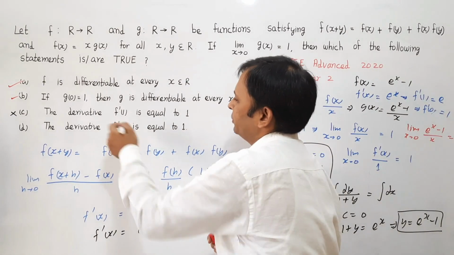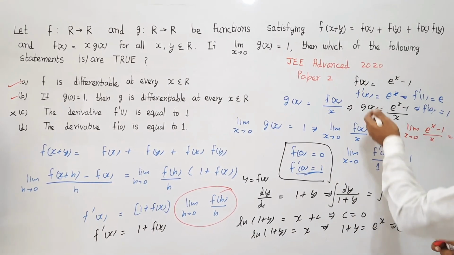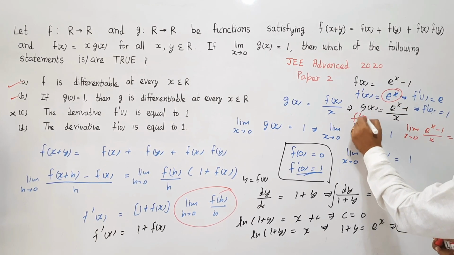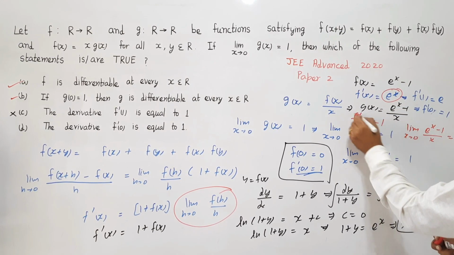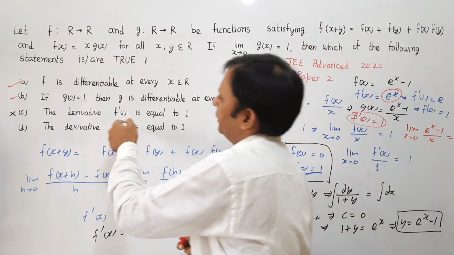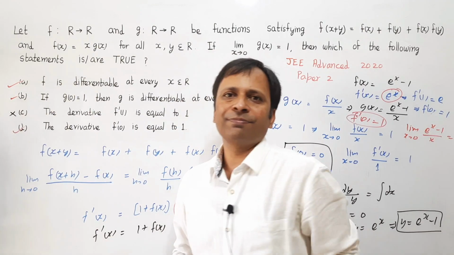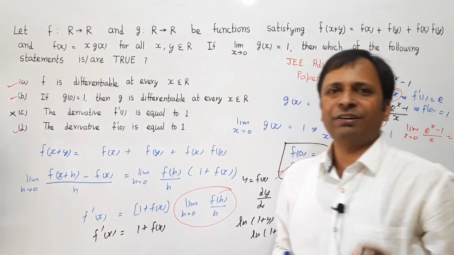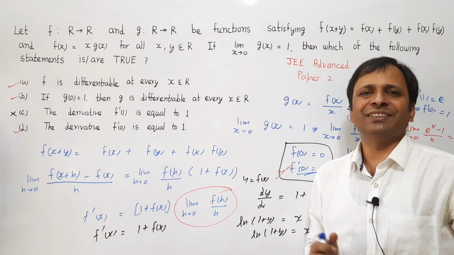Secondly, f dash 0 we have already got, otherwise also we can easily find out. Our f dash x is e to the power x, so our f dash 0 will be equal to 1. Okay, we also got it here, f dash 0 is equal to 1. So the derivative f dash 0 equal to 1 is the right answer. So finally we get option A, option B and option D are the right answers to this question.